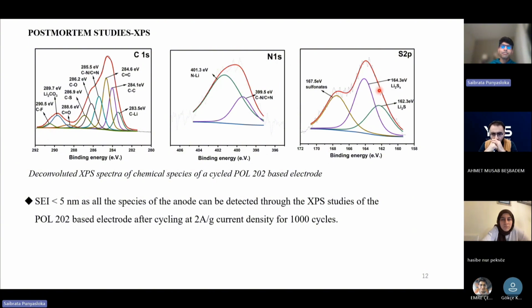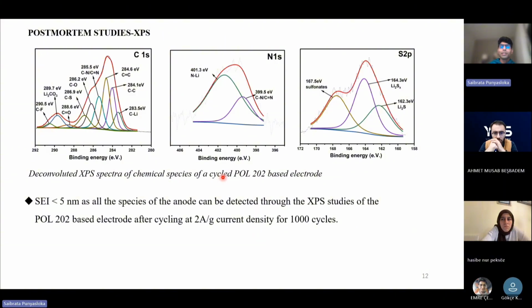Even after the SCI formation, if we can penetrate the X-ray so deep that we can see the nitrogen and sulfur, that means the SCI is thinner than around 10 nanometers. It is between 5 and 10, because the penetration depth of a normal aluminum source X-ray is around 5 to 10 nanometers.